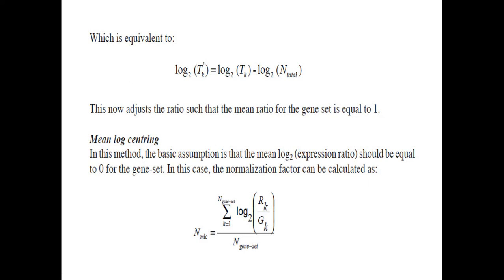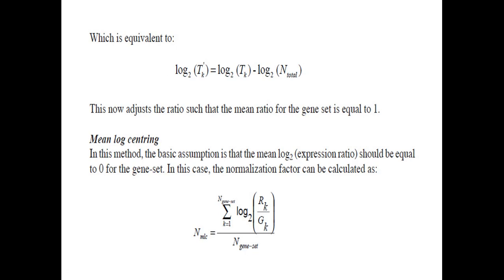Another method is the mean log centering. In this method, the basic assumption is that the mean log 2 expression ratio should be equal to 0. This is the assumption. So in the previous method it was 1, now here it is 0 for the gene set. In this case, the normalization factor can be calculated as, here you see NMLC, means mean log centering. So again it is applied for a gene set, log 2 RK by GK, this is the expression ratio, divided by the total number of genes in a set.